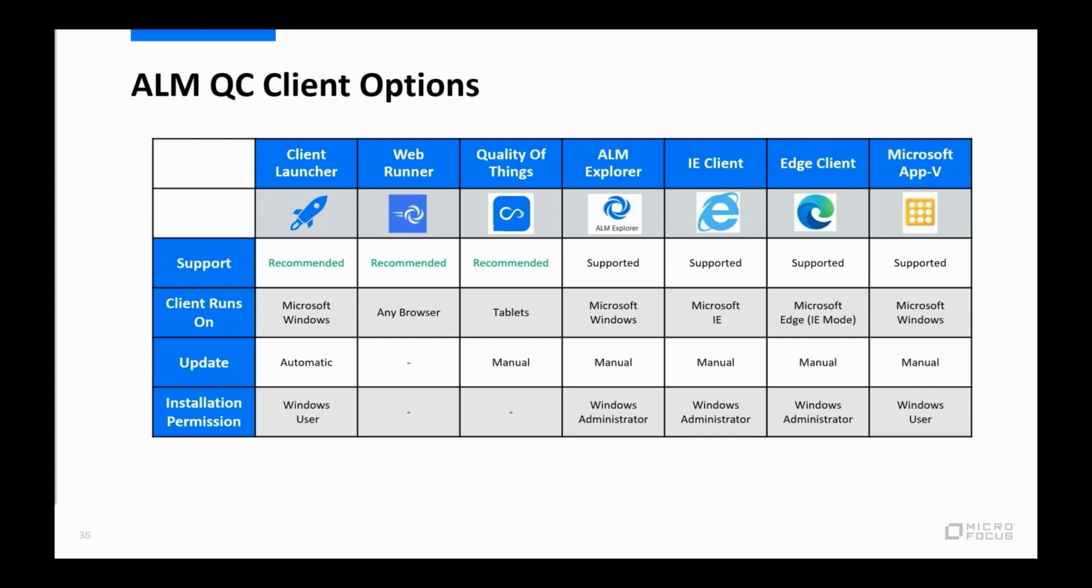Then we have other options wherein we have ALM Explorer. Now this requires Windows administrative permissions to install, but it is not dependent on Internet Explorer, similar to Client Launcher, which has its own browser as well. Then we have IE Client and Edge Client, which requires installation of client files on the machine and requires Windows administrative permissions. This can be done through installing the client files through the MSI as well. Last but not the least, we have the Microsoft application virtualization also supported for ALM client. So this was a quick overview of the different client options that we have to access ALM.